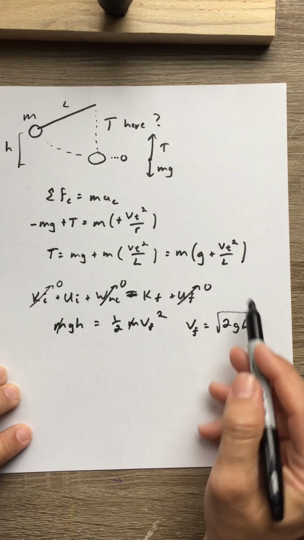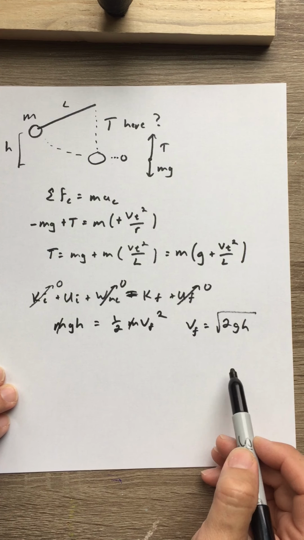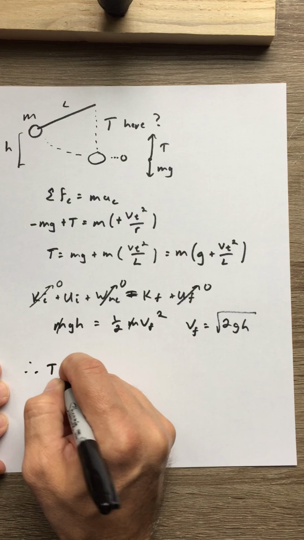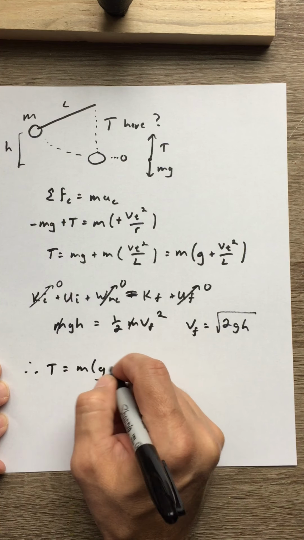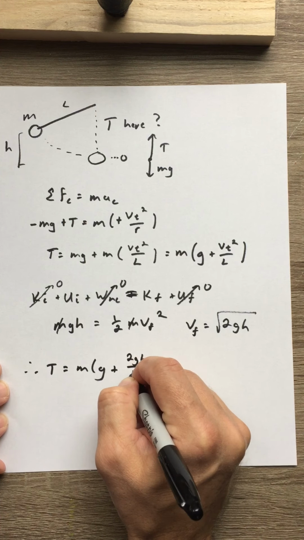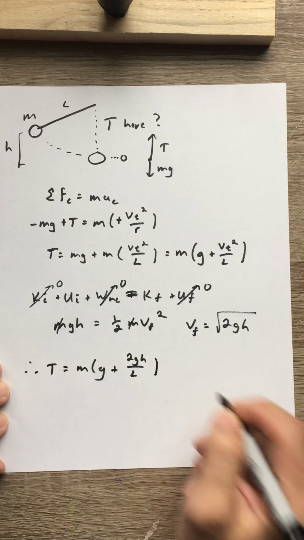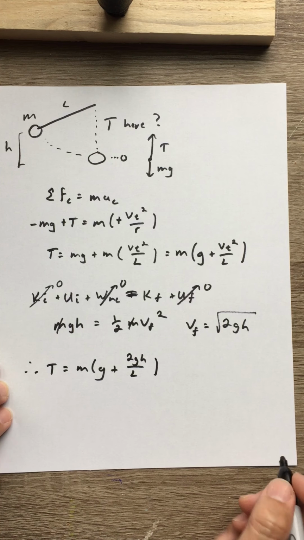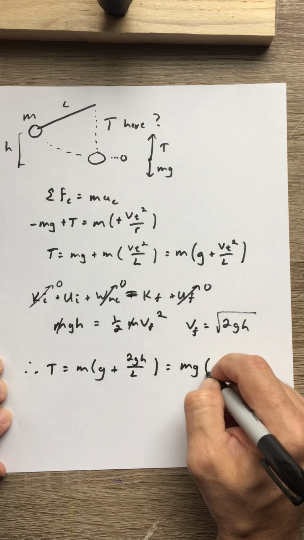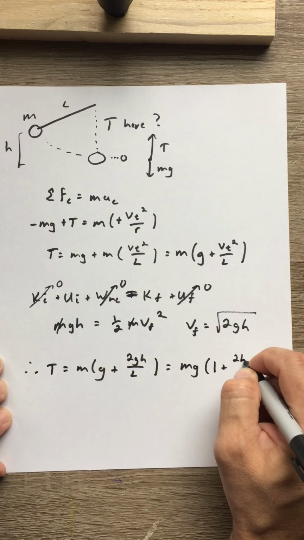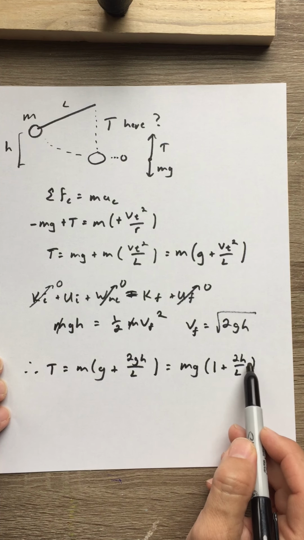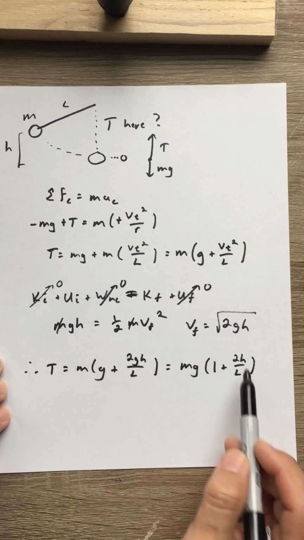Okay, so I'm going to plug in for v tangential, root 2gh. It is squared, so let me go ahead and square it. Therefore, tension is equal to m times g plus this quantity squared, which gets me 2gh over L. And that is my answer. I can, of course, clean it up a little bit if I want to, and I always want to: mg times 1 plus 2h over L. And check dimensions. 1 is dimensionless, h and L will both have dimensions of meters, so that cancels.